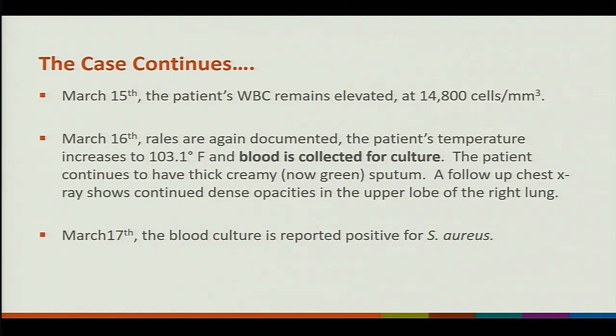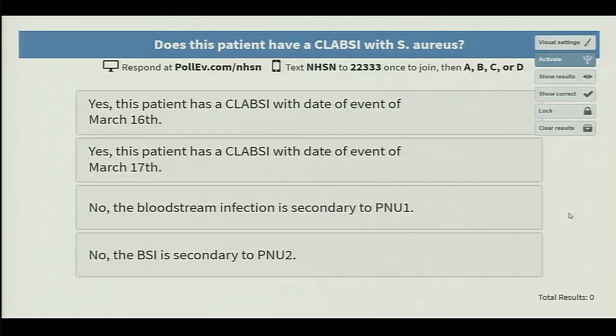So you know what we're going to ask. Does this patient have a bloodstream infection with Staph aureus? And you can say yes, A, they have a BSI with the date of event on March 16th. Or yes, they have a BSI with the date of event March 17th. No, the bloodstream infection is secondary to pneumonia 1. Or no, the BSI is secondary to pneumonia 2.